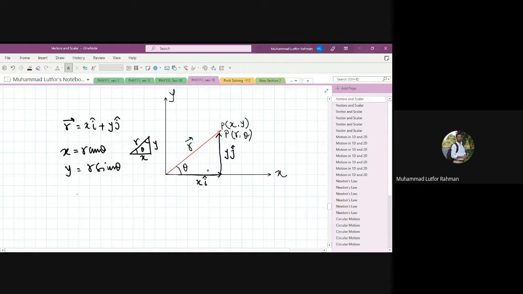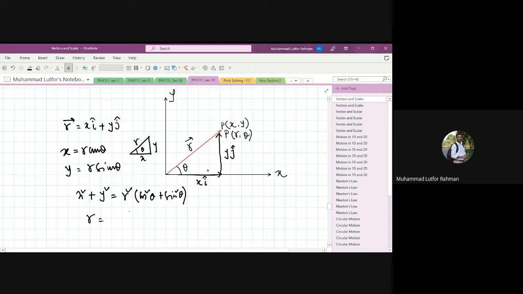And we can also find the magnitude of this r from there if you square, or I can write another way so that you can understand. What I'm going to do is take, sorry, this is x and y. If I square both sides of these two equations and add them, x square plus y square would be r square into cos square theta plus sin square theta, and cos square theta plus sin square theta is basically 1.